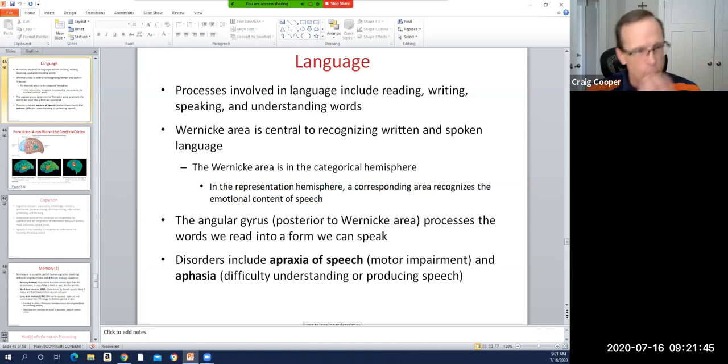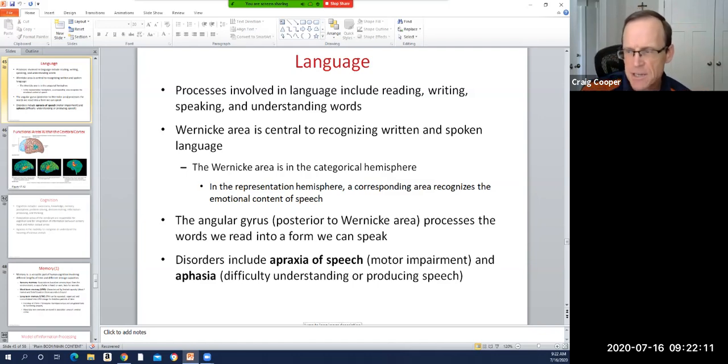If I cannot give the motor commands to form my lips and tongue in a certain way, I'm not going to be able to get the words out. So apraxia is much more of a Broca's problem. Aphasia is much more of a Wernicke's area problem. Aphasia means you cannot understand what you're saying, or maybe you understand it, but you can't send the message correctly to Broca's to form those words correctly.